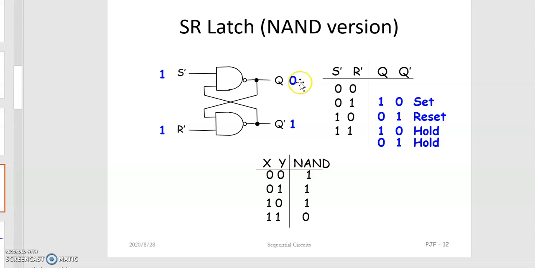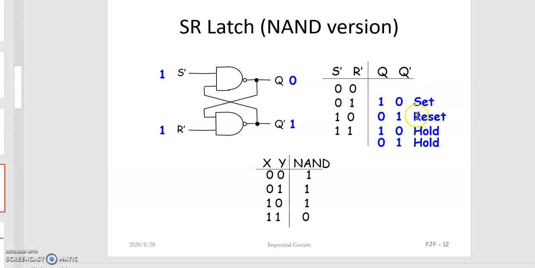So now the output value will be equal to 0, 1. That means if the previous output is 0, 1, and you apply S' equal to 1 and R' equal to 1, we will get the same value, that is 0, 1. So here if the S' and R' values are 0, 1, then it is the set condition. If it is 1, 0, then it is the reset condition. If it is 1, 1, we can say that it holds the previous state.